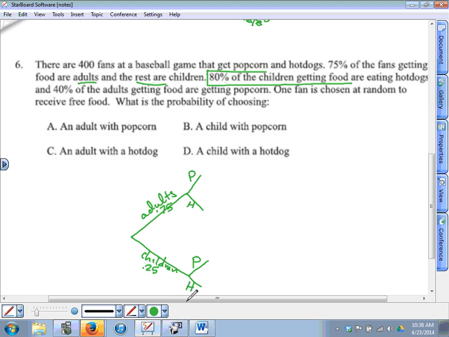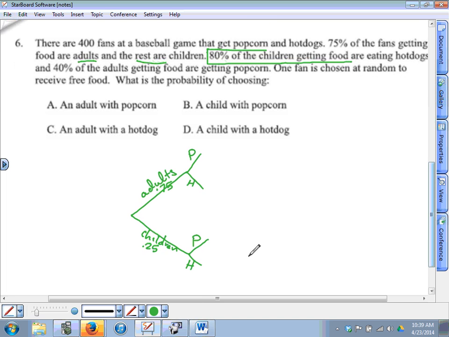So use that thing that I highlighted here. 80% of the children are eating hot dogs. Found in the children branch, 80%. 0.8, and then 0.2 is eating popcorn. That means it's going to be 0.8, and that means that has to be 0.2. And then the adults, they'll have popcorn, 0.4. This is 0.4 for popcorn. That's 0.6 for hot dogs.